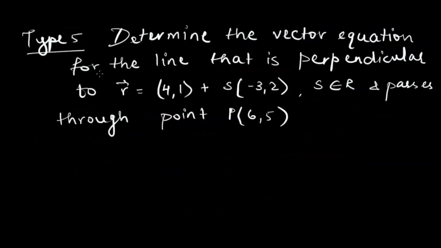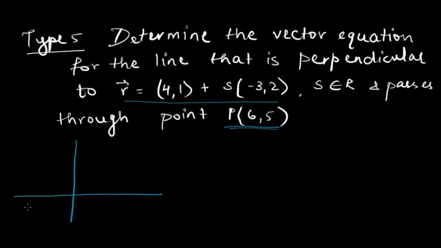Next type is the last type of the question. Determine the vector equation for the line that is perpendicular to this line, where s belongs to any real number, and passes through this point. So we have to find out the vector equation for a line that is perpendicular to this line represented by the equation. Let's understand this with a diagram.